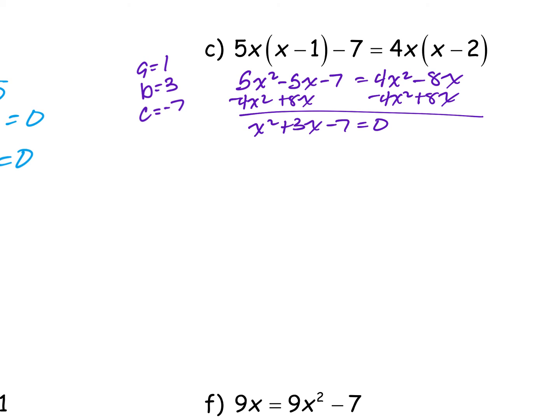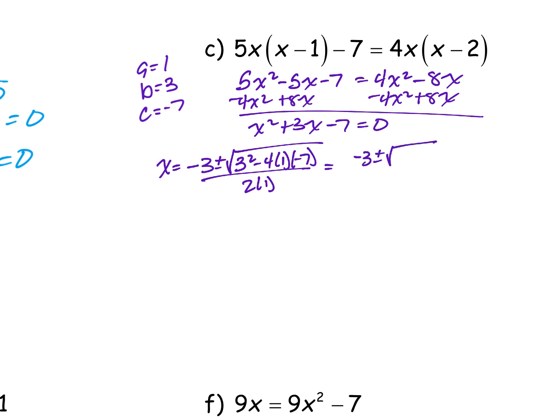So I'll start over here. x equals negative 3 plus or minus the square root of 3 squared minus 4 times 1 times negative 7, all divided by 2 times 1, which is going to equal negative 3 plus or minus the square root of 9 plus 28, divided by 2, which equals negative 3 plus or minus the square root of 37 all over 2. And that's it on that one. 37 doesn't simplify. So, done.